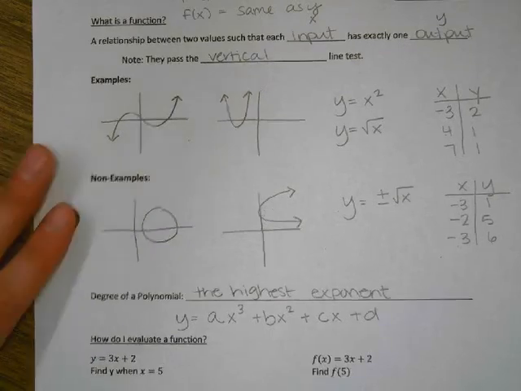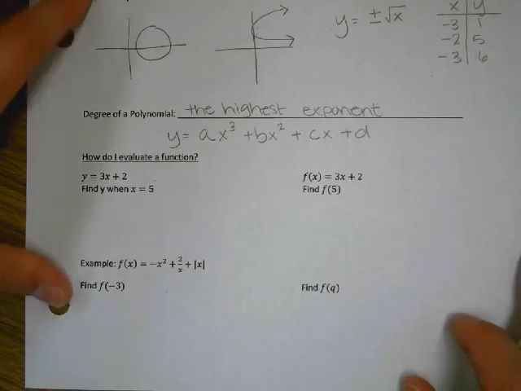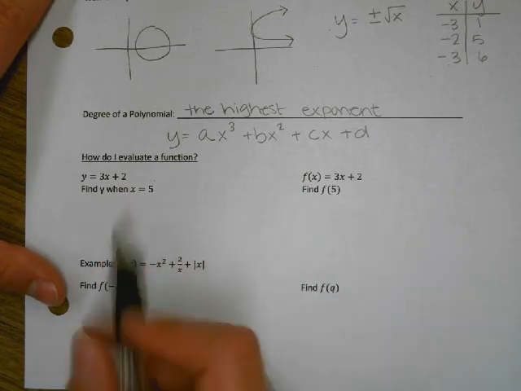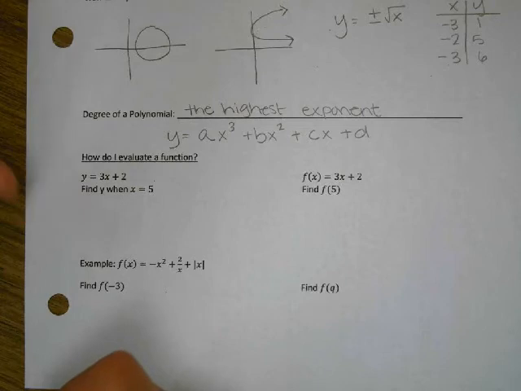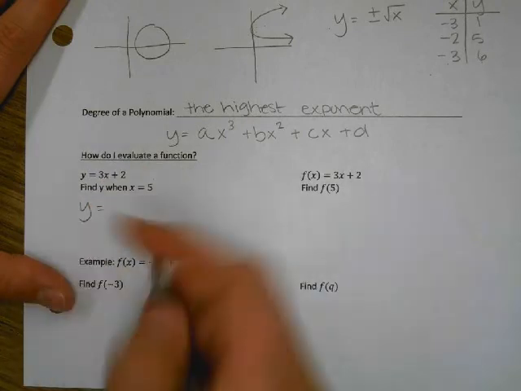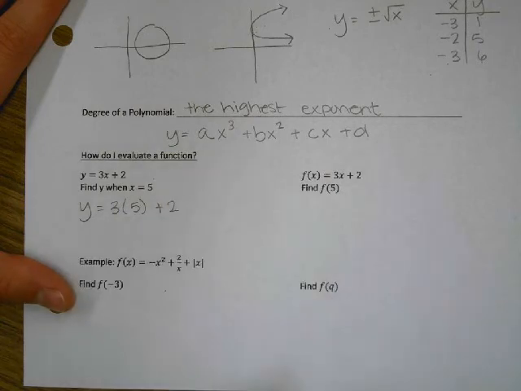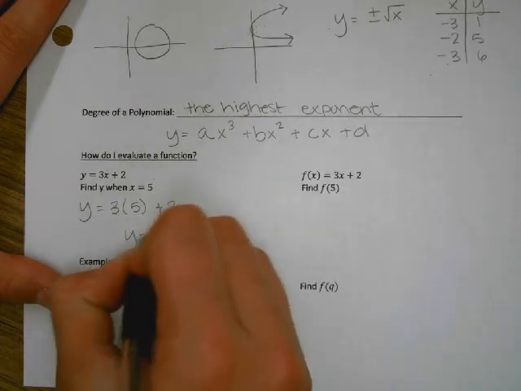All right, so now that we know what a function is and is not, we want to know how to evaluate a function. When you were back in your Math 1 classes, they might give you a problem like this: if you have the equation y equals 3x plus 2, find y when x equals 5. How would you do that? You would say y equals 3 multiplied by 5 plus 2. That is 15 plus 2, so y equals 17.